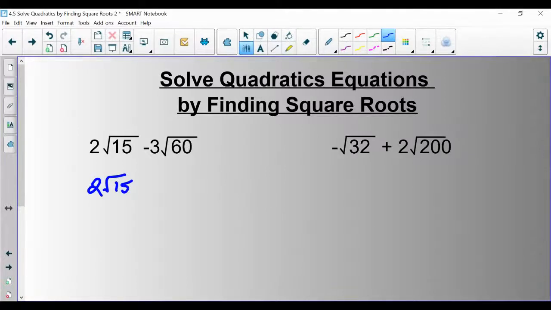However, root 60 does have a perfect square factor. Go back to that list, right? You're going to need that list if you haven't figured this out yet. You're going to want it on your note card. You're going to want it in an easy, accessible place in your notes. Because square root of 60 does have a perfect square factor. It's 4, right? And 4 times 15 is 60. So this is going to break up as root 4, root 15.